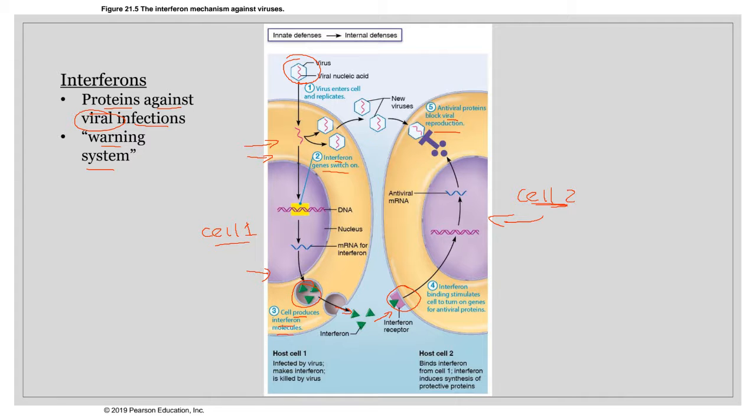It's going to be able to make other antiviral proteins. In other words, because cell number two was able to get the message, it's now able to make proteins to defend itself against the virus. And technically the cell will survive. And that's it. That's all I need you to know about complement proteins and interferons.